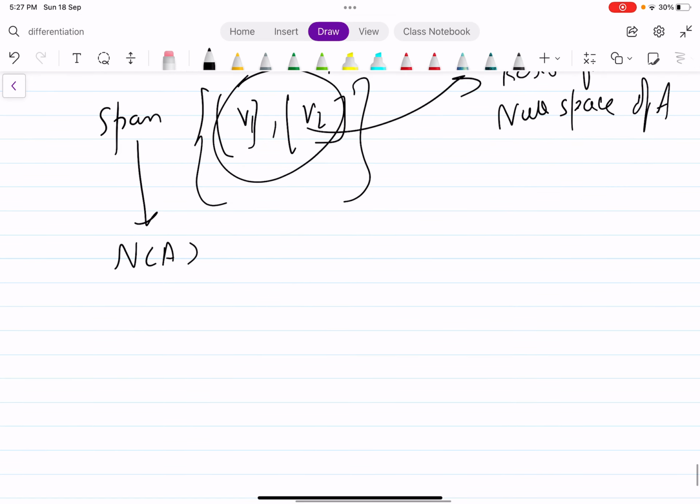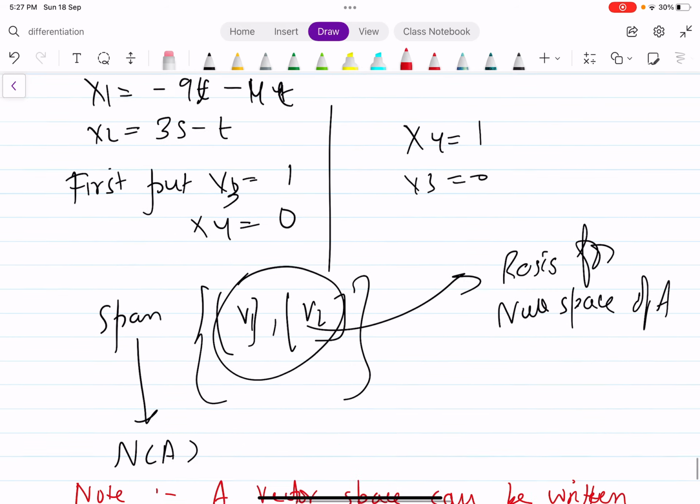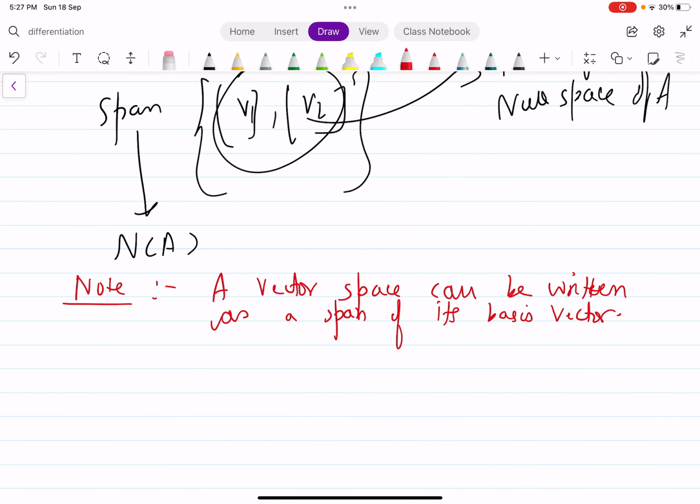Because you should keep a note here that a vector space can be written as the span of its basis vectors. That is the role of a basis, right? When you take a linear combination, which is the span of the basis, you explicitly write the vector space. So that's what you do here. I would leave the computation up to you, but this is the concept that you have to use to get the null space and nullity of a given matrix.